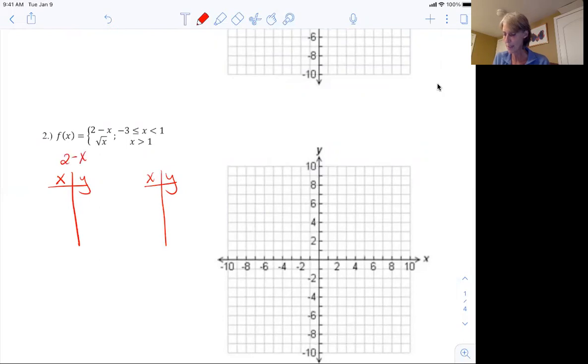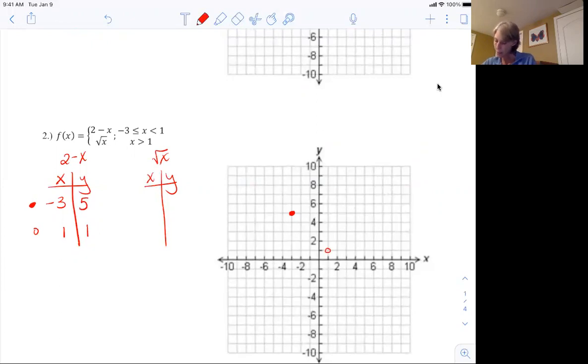2 minus x, square root of x. Negative 3 and 1. Even to help remind yourself, you could draw a little circle here. The negative 3 is going to go on as closed, and the 1 will go on as open, if it helps you with the graphing. Negative 3: 2 minus negative 3 is 5. 2 minus 1 is 1. So (negative 3, 5) is a closed circle again, and (1, 1) is our open circle.